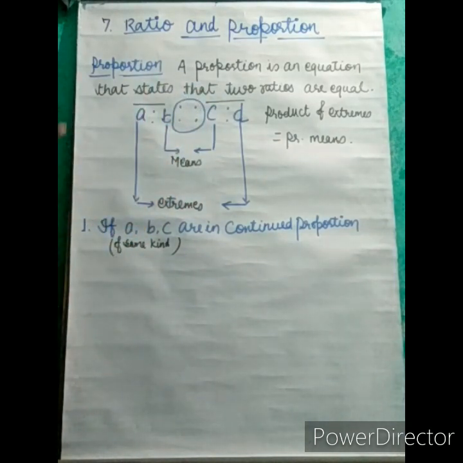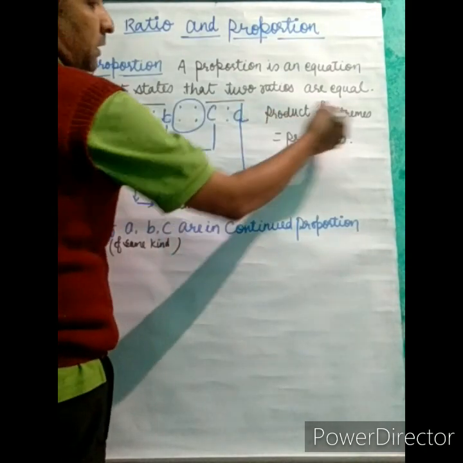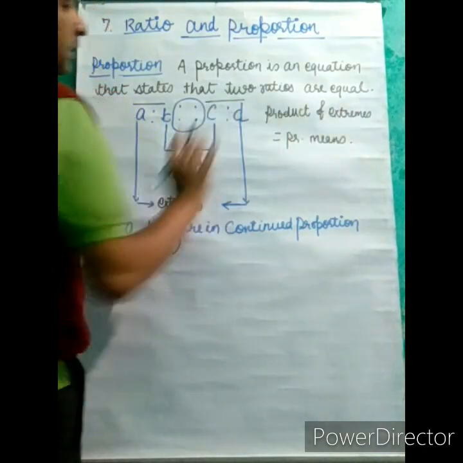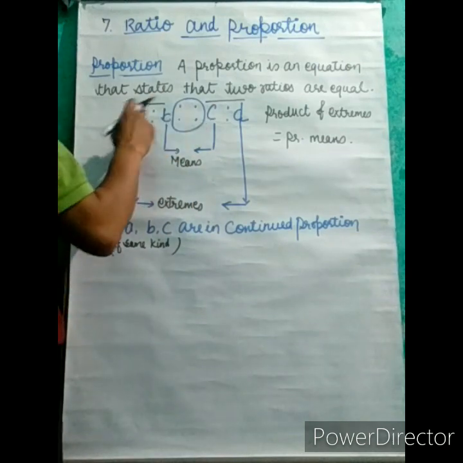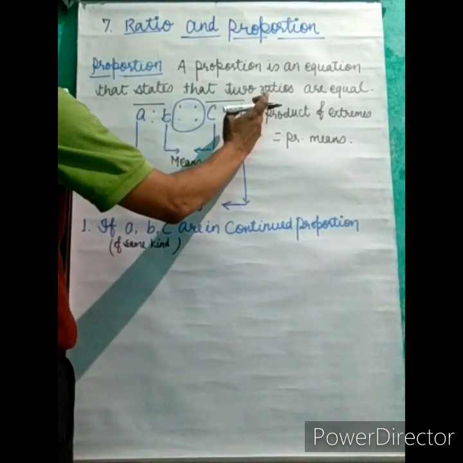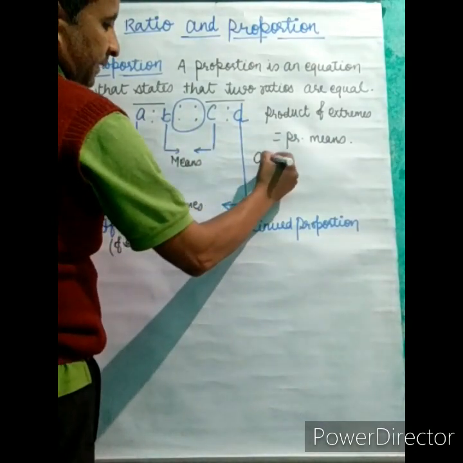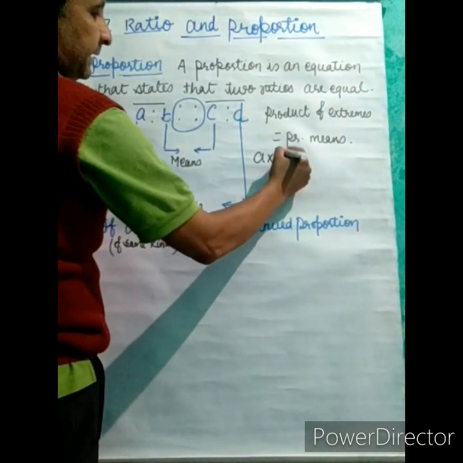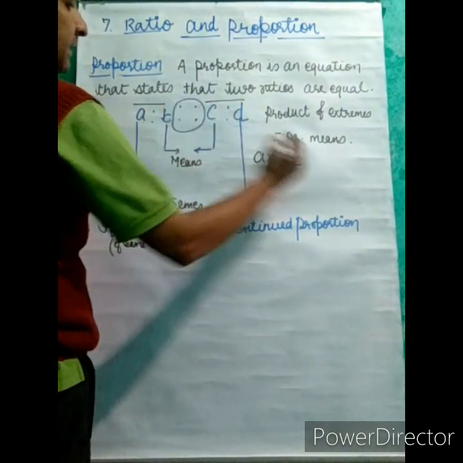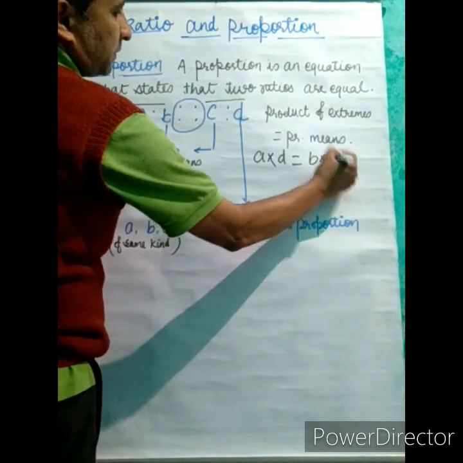So if two ratios are in proportion, then we can write that the product of extremes is equal to the product of means. Extremes are the outside ones and means are the middle ones. So your product of extremes, A into D, is equal to the product of means, the middle ones, B into C.